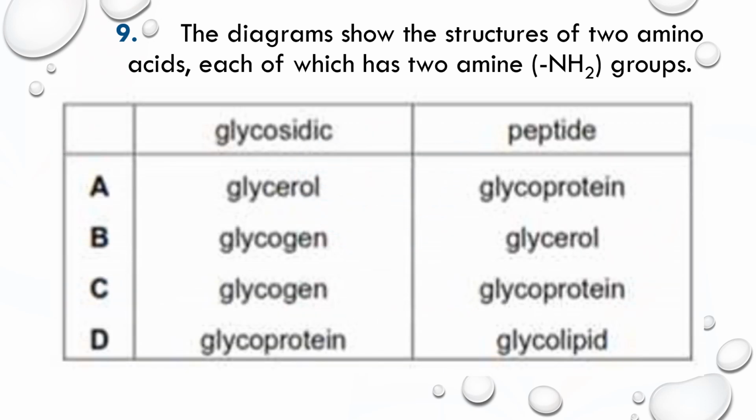It says the diagram shows the structure of two amino acids, each of which has two amino groups. I think I've done that. Okay, I think this is a wrong question. There's a mistake here. All right, let's go to number 10.